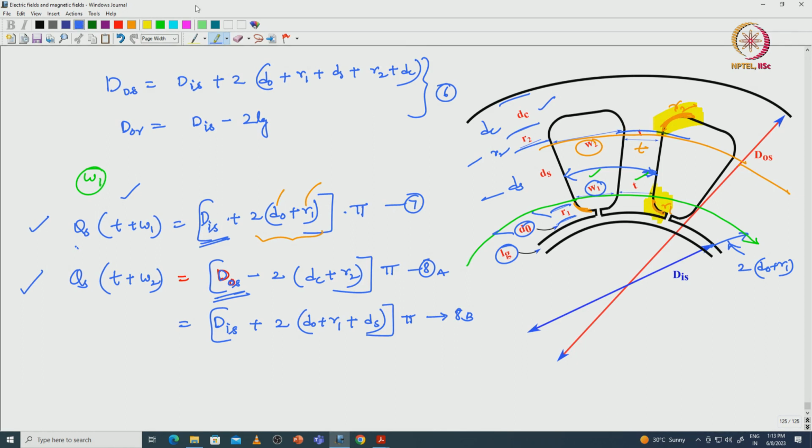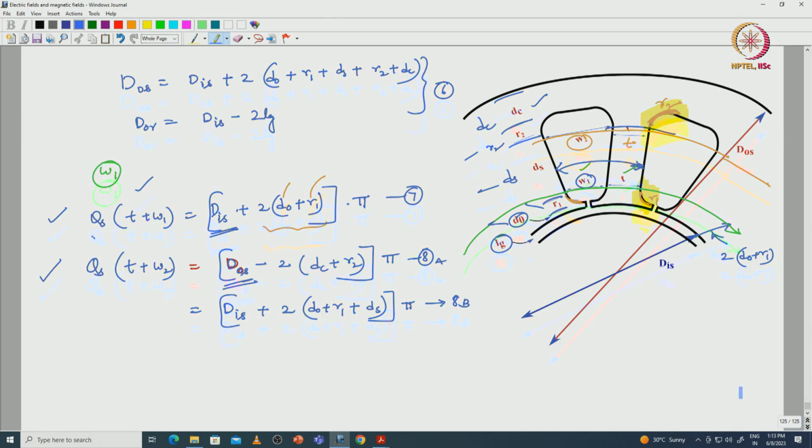Next task is to find the area of the slot. Now we have calculated the flux densities at the different parts and the slot information. Now the area of the slot we will find.